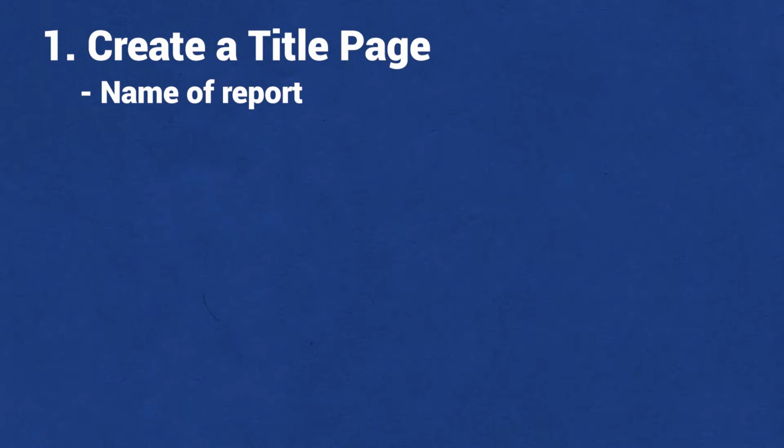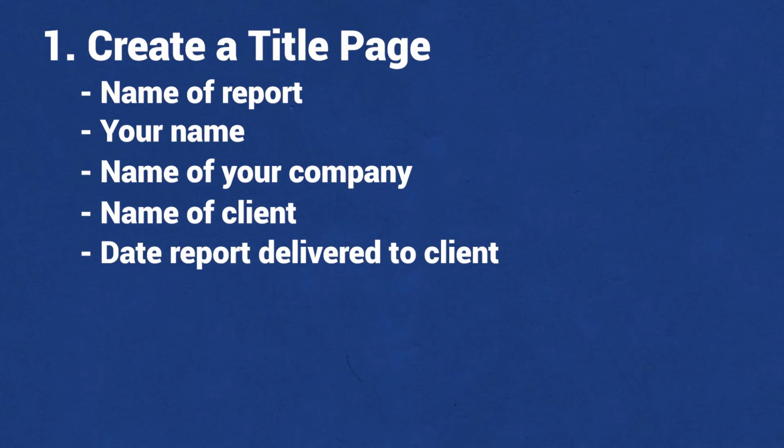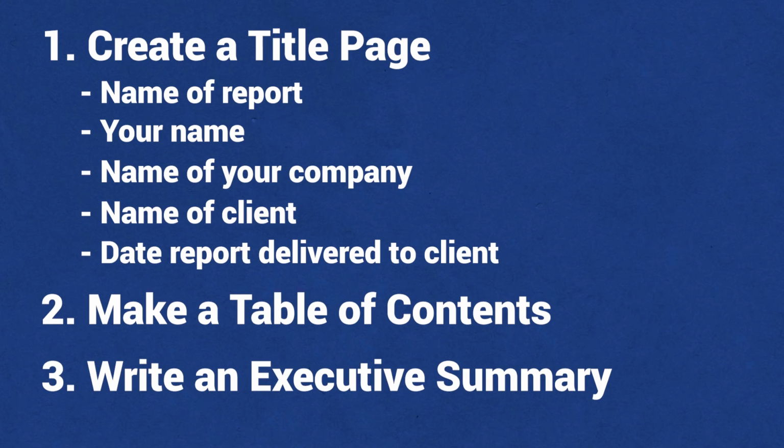Here are tips for writing a consulting report. Create a title page and include name of report, name of your company, name of client, date report delivered to client. Make a table of contents, list each part of the report and the page number it's on. Write an executive summary, sum up the issues, analysis, and solutions included in the report. You can play around with the report format based on what the client hired you to do.